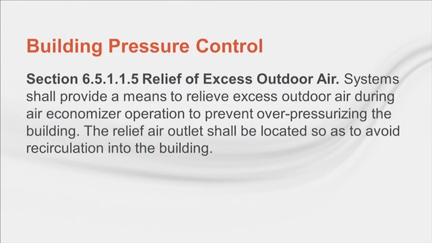In overpressurized buildings, exterior doors are difficult to close, and when they are open, they may become noisy with air rushing around them. As the pressure within the spaces and return air path increases, less outdoor air can be drawn in for free cooling. In fact, Standard 90.1 requires a means to relieve excess outdoor air during economizer operation to prevent overpressurizing the building.